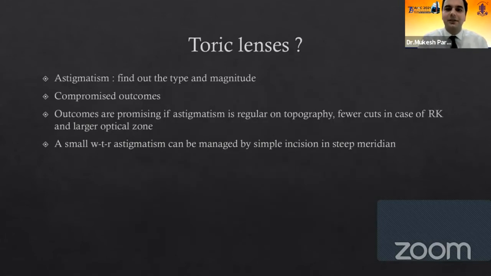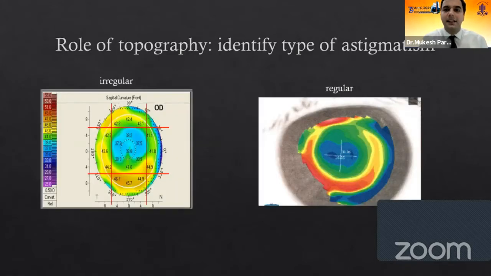The next question that comes is, even if I have some amount of toricity, will I go for toric lenses? First of all, I need to find out the type and the magnitude of the toricity that we are looking at. We have to be sure that the moment your cornea has undergone a laser surgery of any kind or an RK surgery, they are biomechanically different. They're biomechanically weak, and the outcomes can be compromised, particularly in cases of an RK. So first and foremost is to identify whether we are dealing with a regular astigmatism or an irregular astigmatism.